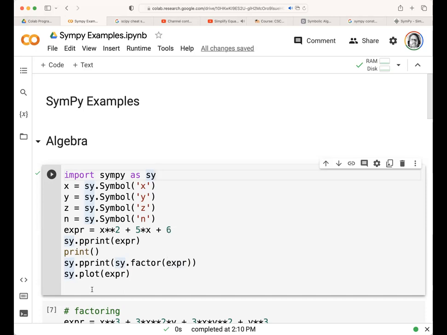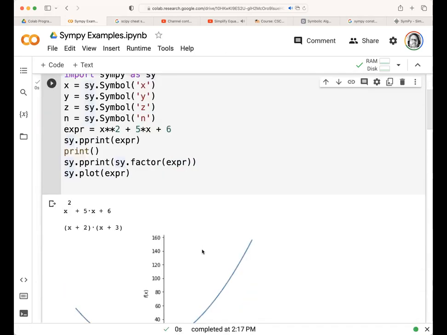And then I'm going to plot that. There's a plot feature built right in. So this should be a parabola of some sort. When we draw it, you run it, it runs pretty quick, surprisingly.